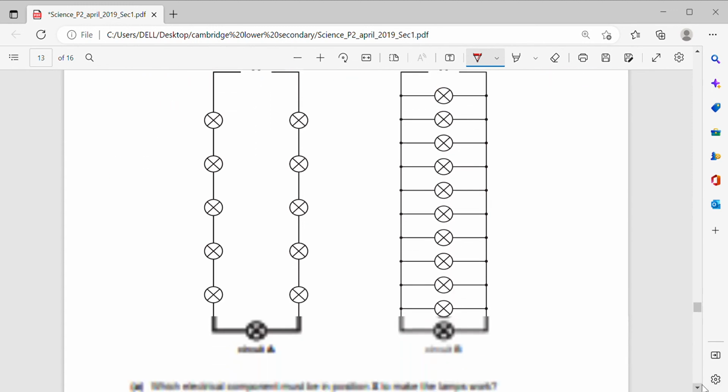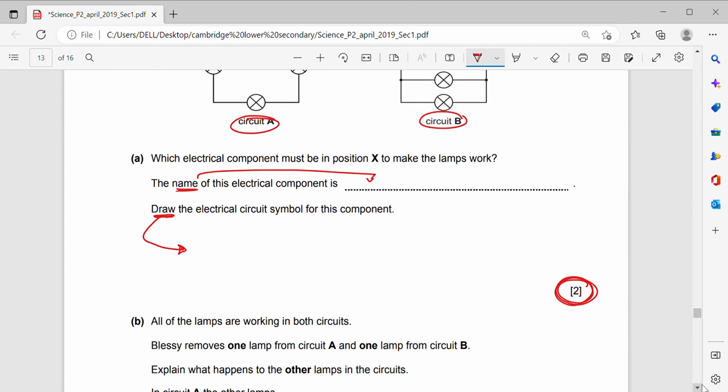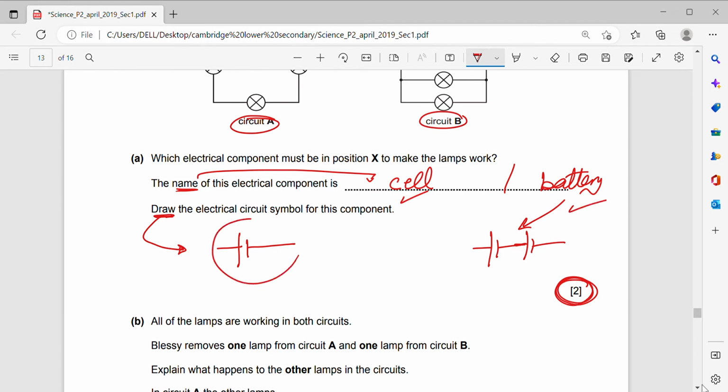طيب ايه الفرق ما بين الاتنين؟ قلنا الباتري هي 2 or more cells. يبقى ممكن لو كتبت cell هترسم السيل كده، دي السيل. طب لو حد تاني كتب باتري، ايه هي الرسمة اللي هيرسمها؟ It should be 2 or more cells. يبقى دي صح ودي صح. لو كتبت cell هنرسم دي، لو كتبت باتري هنرسم دي.